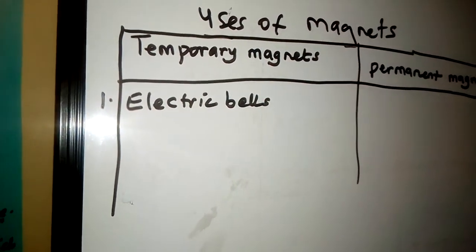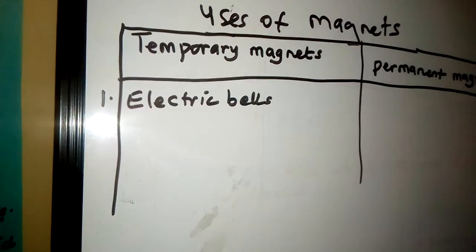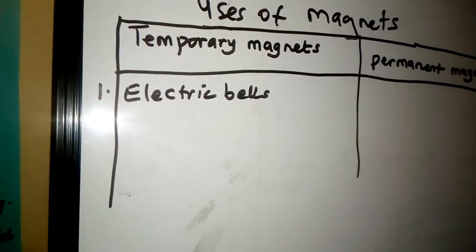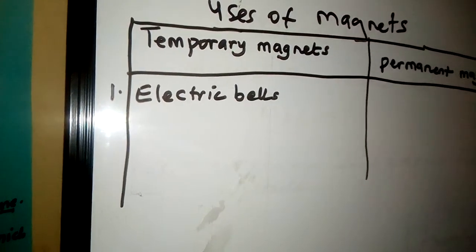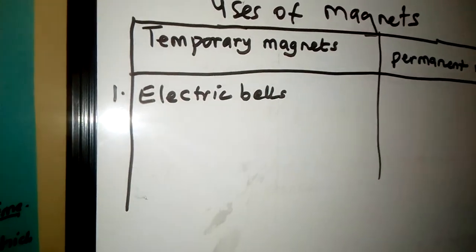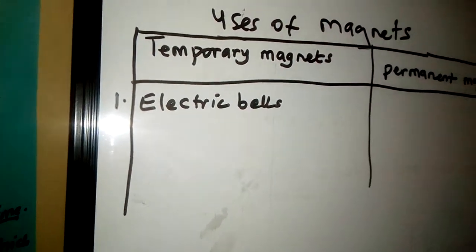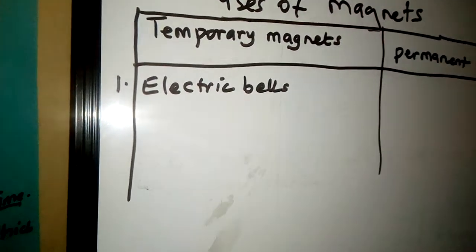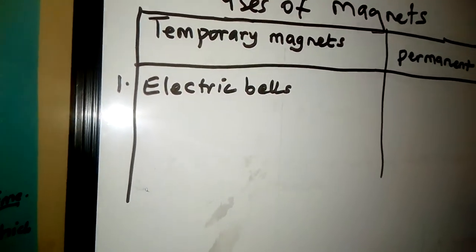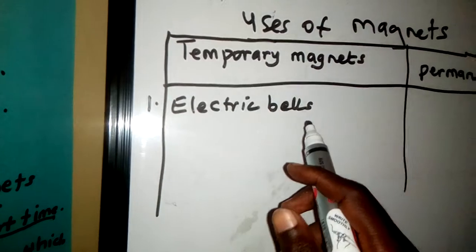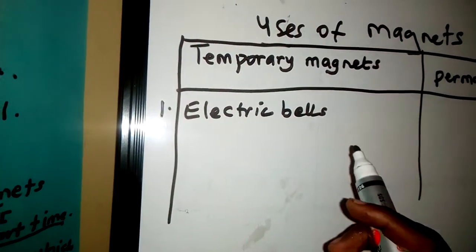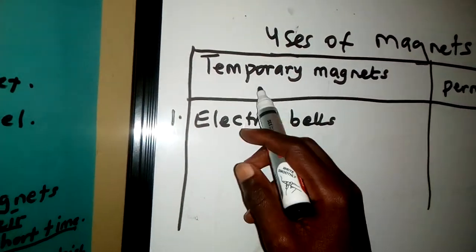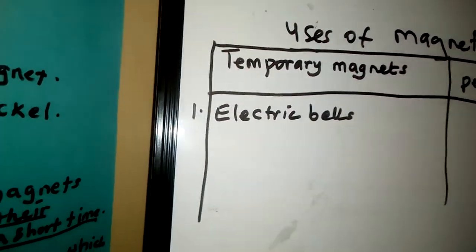So when it is time of changing lessons or it is break time, the timekeeper simply goes where the bell is and switches on. So long as there is a current, there is electricity in the school, the bell will ring. But when there is no electricity, it will not ring. So that electric bell uses a magnet, but the magnet is a temporary magnet.